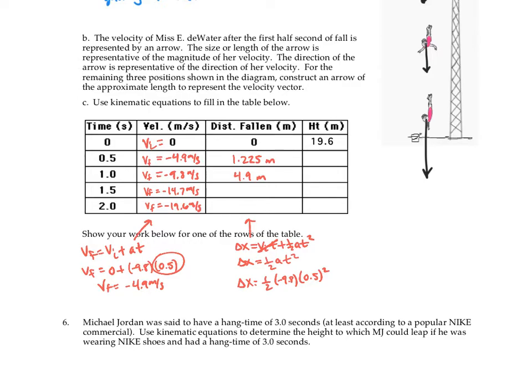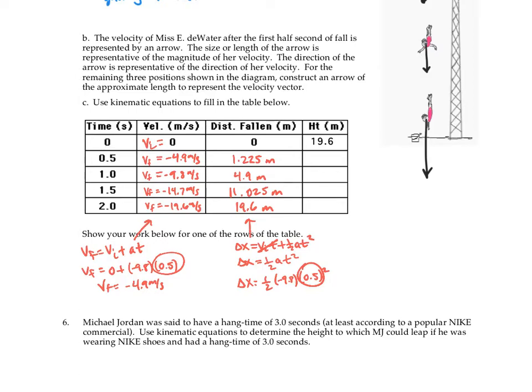If I change the time to 1.5 seconds, distance fallen of 11.025 meters. And then for 2 seconds, you're going to get a distance of 19.6 meters. So that's the distance fallen when I plug in the times into this equation, changing the time from 0.5 to 1 to 1.5 to 2. So that's the distance fallen.